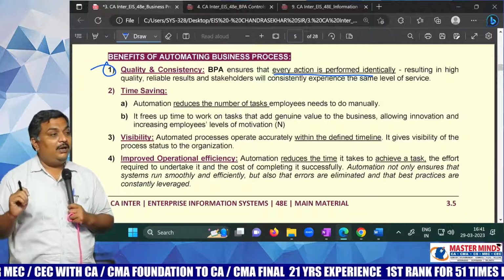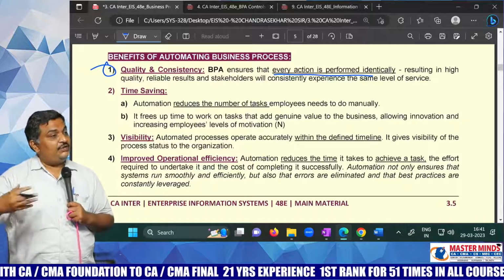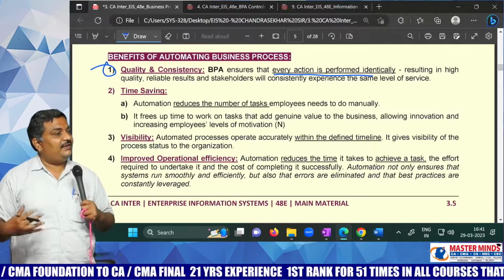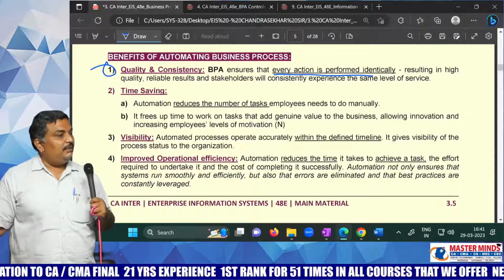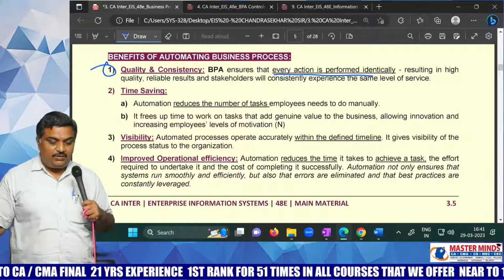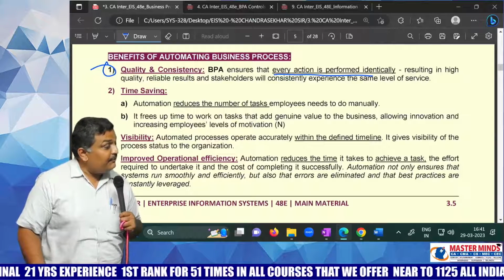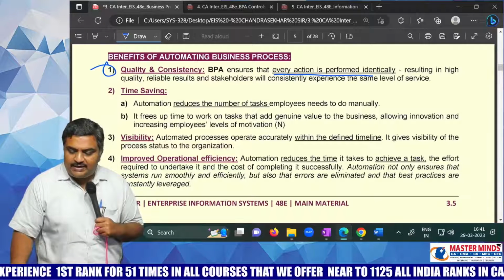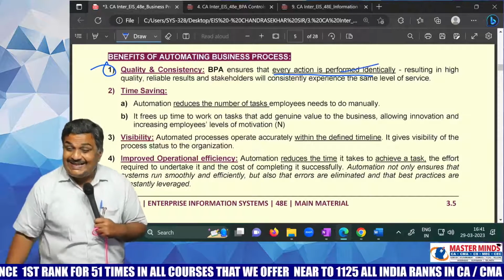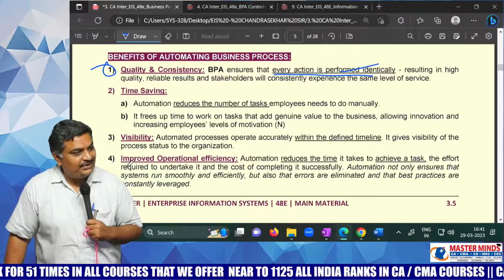But human, if the chief minister comes, the questions you ask, the work you do will be very fast, on the dot, everything. But if a common man comes, there will be delay in the service. So there is no quality and consistency to all the people in the same way. But if you use a software, it will do with the same quality and consistency. The work is performed identically. That means the work will not be changed.